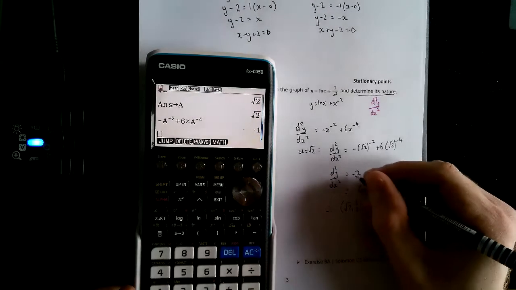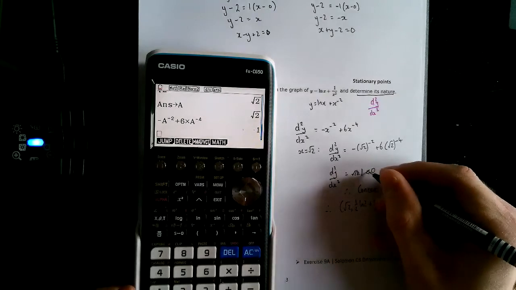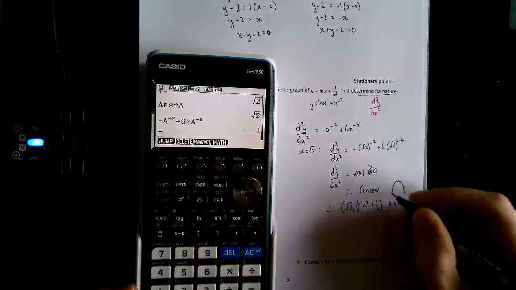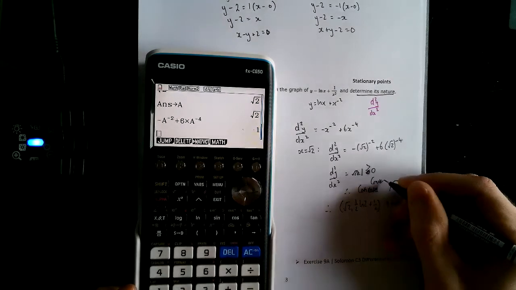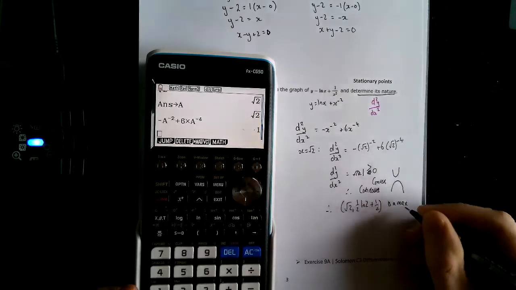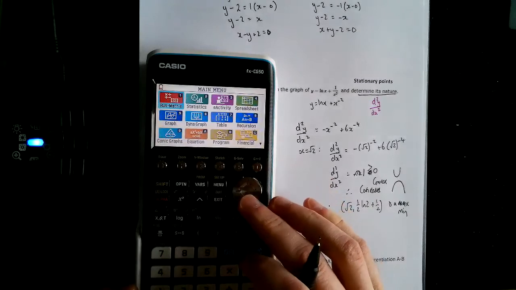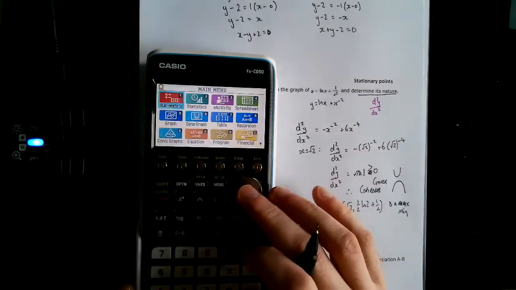There we go. So d2y by dx squared is 1, which is bigger than 0. So therefore it's convex. So it looks like that. So it's a minimum. See, it's a good job to always check your graph in your calculator to make sure that your teacher's not lying to you.